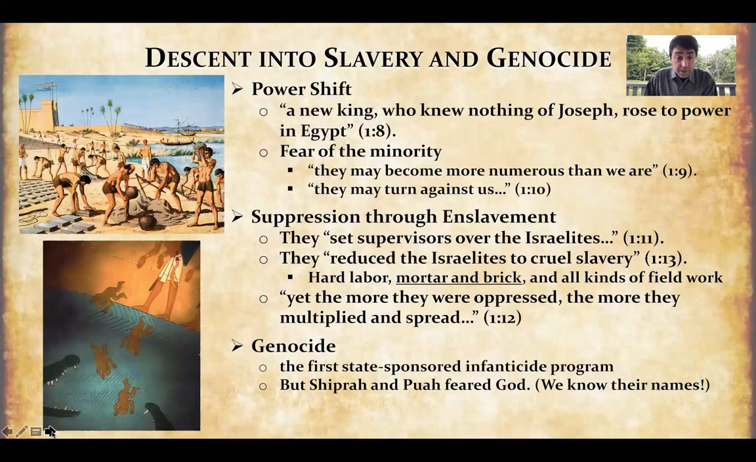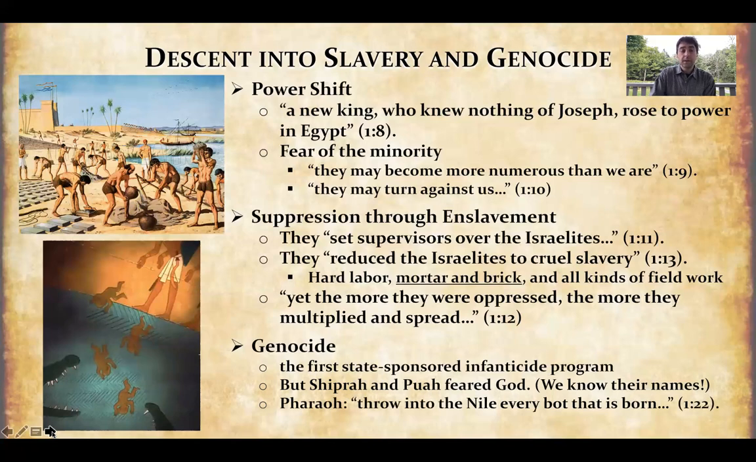And notice these two lowly midwives taken from among the Hebrews are named. So we know who they are. Shiphrah, Puah. We don't know Pharaoh's name. It just seems a kind of significant omission, doesn't it? But we know the names of these two midwives because they feared God and they stood between the genocidal program of Pharaoh and these poor children that were the targets of it.